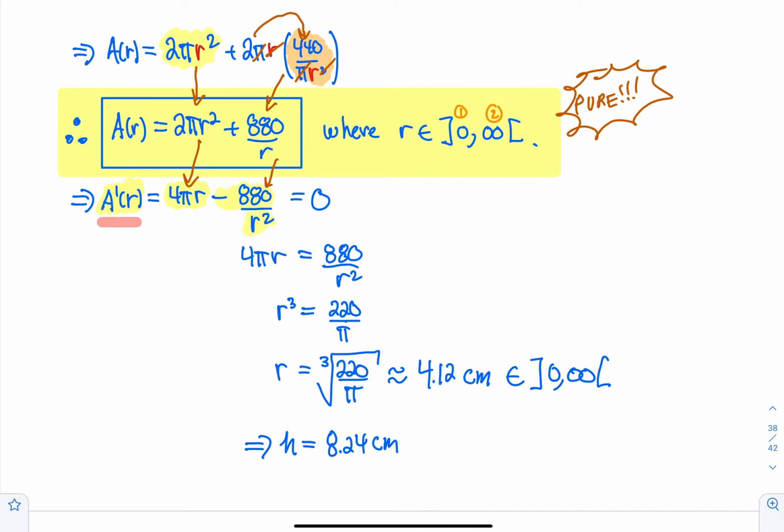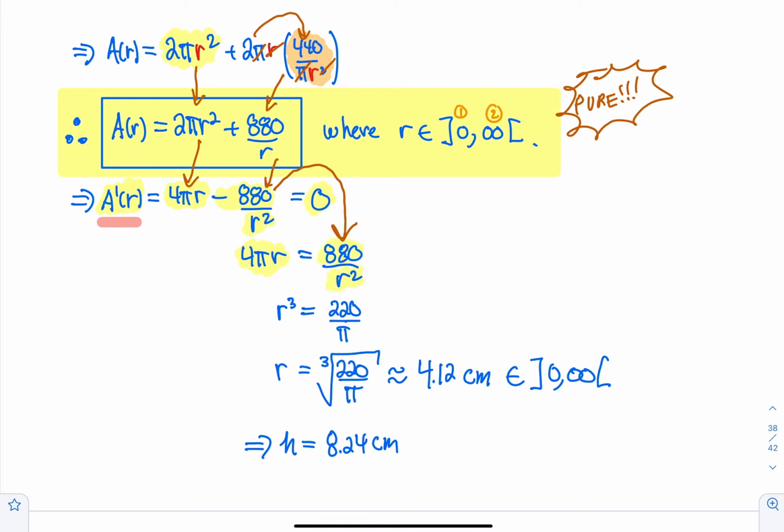This equation will only crash if r is 0, so we don't care. So if there's any interesting critical point, you will find them by setting A prime equal to 0. So if you bring the second term, the minus 880 over r squared, to the right side, you're going to get 4 pi r is equal to 880 over r squared.